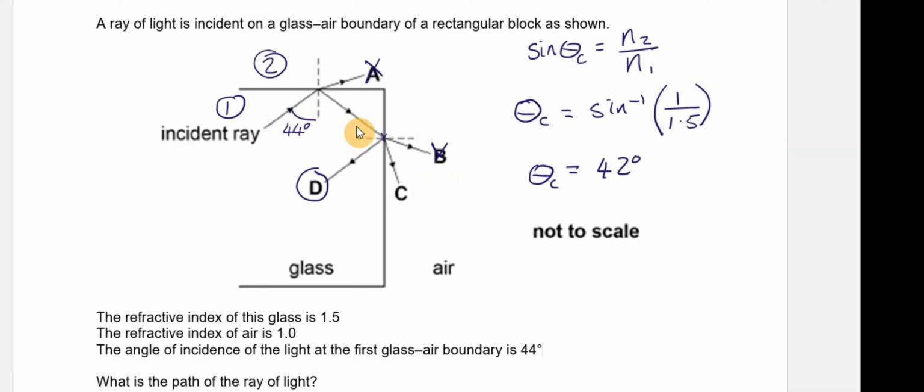And now we just need to work around and find these different angles. Well, if this angle is 44 degrees, this angle is also 44 degrees, this angle is 46 degrees, and this angle is 44 degrees, which means that this angle of incidence is 46 degrees, which is also bigger than the critical angle, 42 degrees. So indeed, light is going to be reflected and not refracted. Answer D.